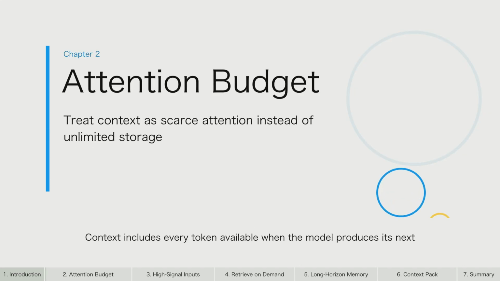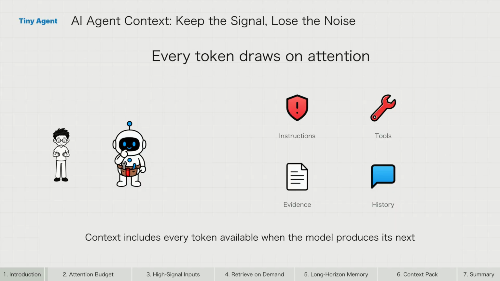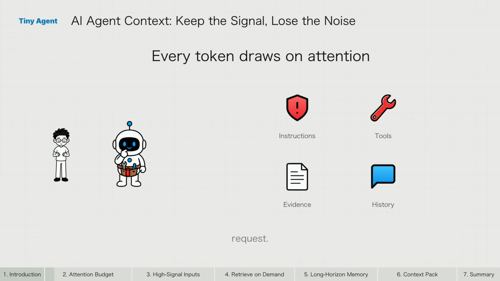Context includes every token available when the model produces its next response: system instructions, tool definitions, examples, retrieved documents, message history, intermediate results, and the current request. Context engineering manages that whole state, not just the opening prompt.